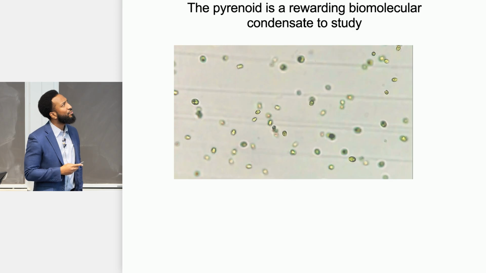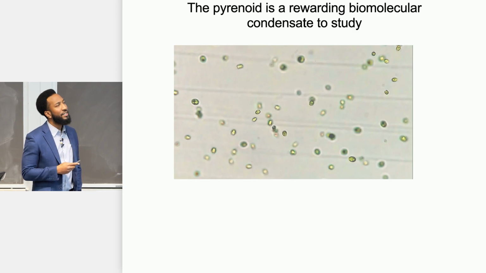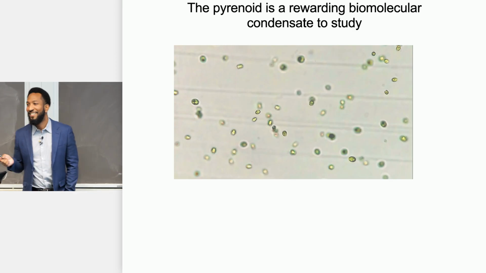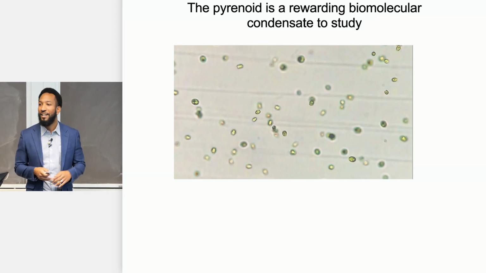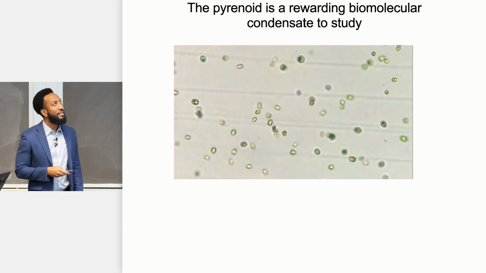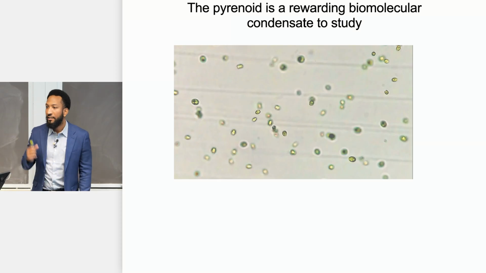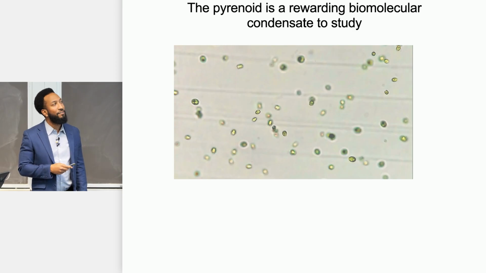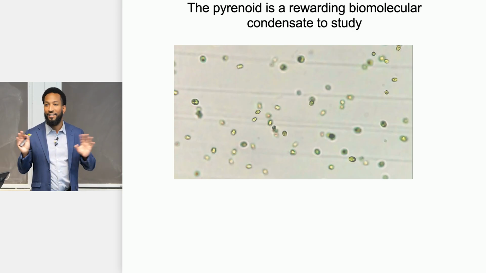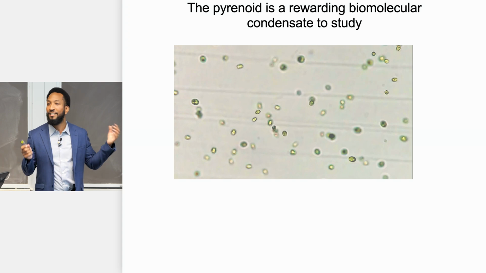So here is one: there's something called a pyrenoid. It's not paranoid, but I'm still not sure how to say it. Maybe it's pyrenoid, I don't know. But this is one that I've studied in my postdoc, and it's found in something called Chlamydomonas reinhardtii. The scientific name is not important. It's just a green algae.